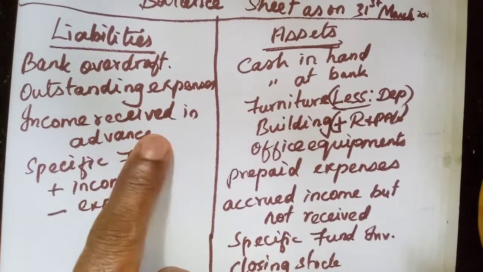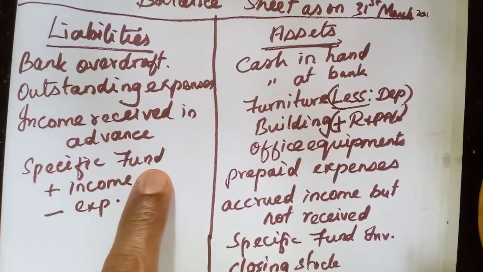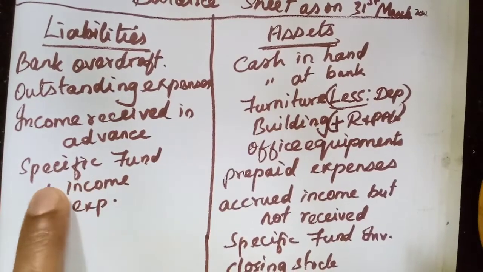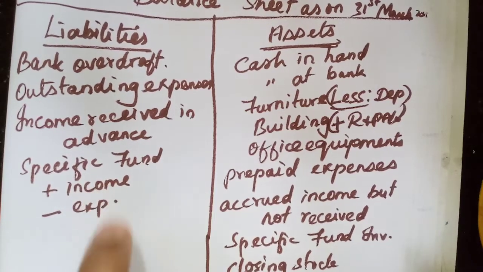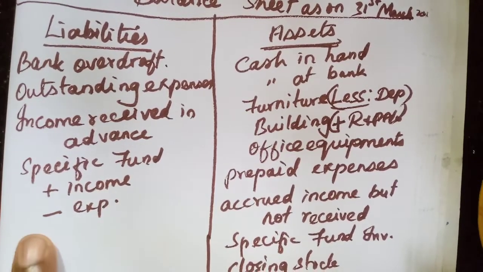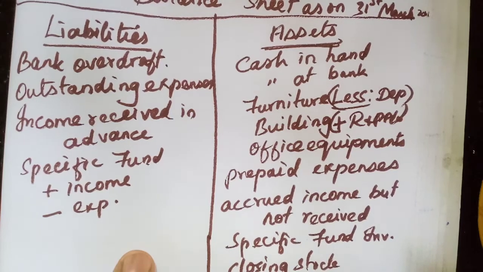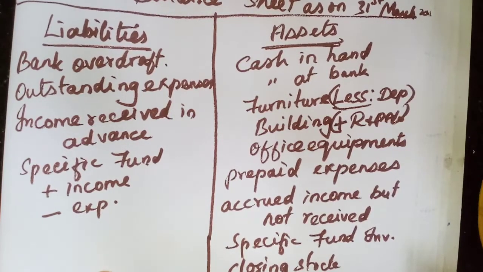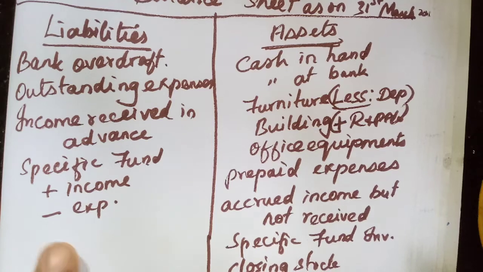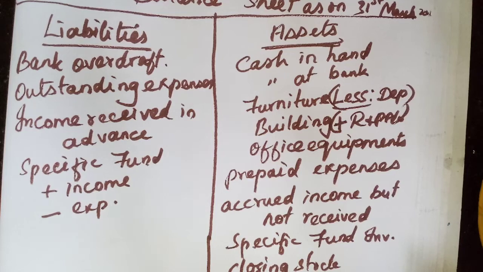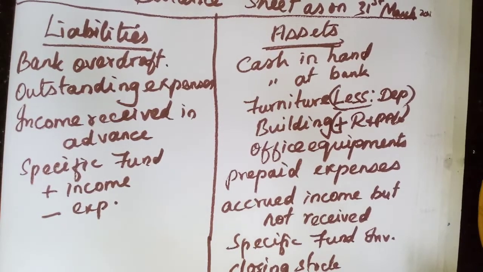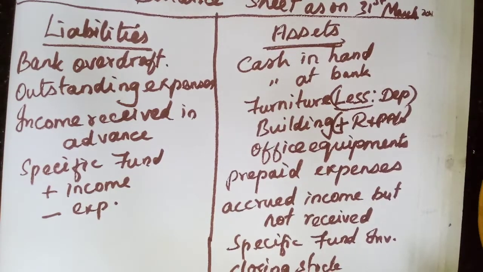Then income received in advance, then any specific fund, we should add that particular income related to that fund, and we should deduct the expenses related to that fund. Then the capital fund, if there is no capital fund, we need to prepare the opening balance sheet to calculate the opening capital fund. Along with that, we need to add the surplus. If there is deficit, we should deduct that.